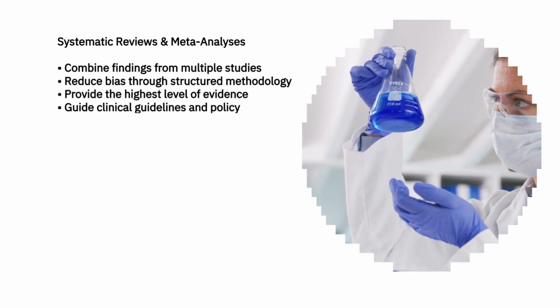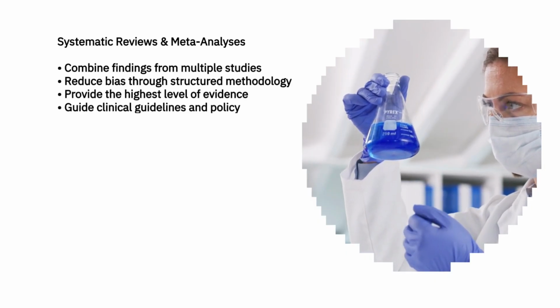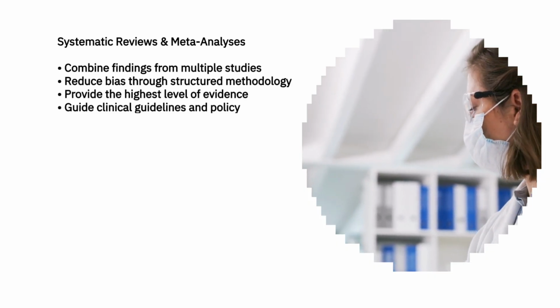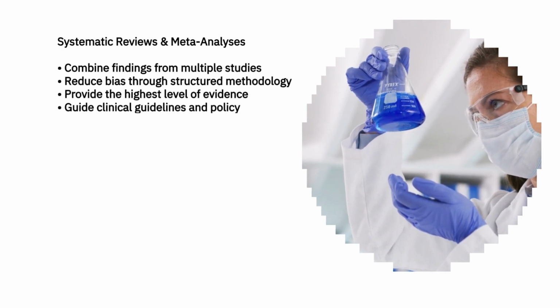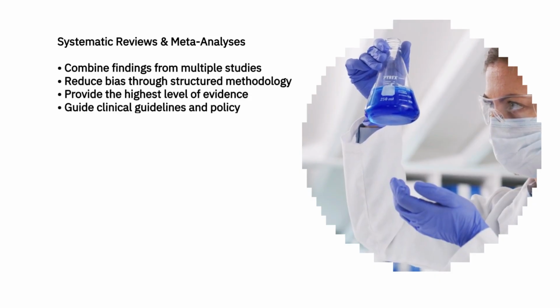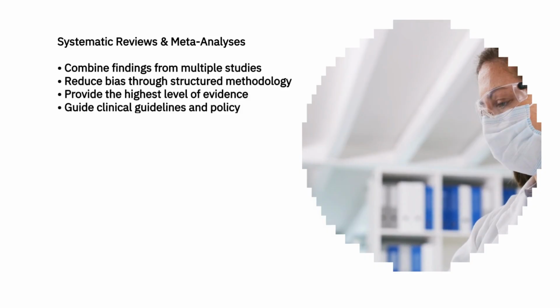A systematic review is a rigorous process where researchers carefully define a question, search all relevant databases, select studies using strict inclusion criteria, and then evaluate their quality. This structured approach reduces bias and ensures that the evidence considered is both comprehensive and transparent.